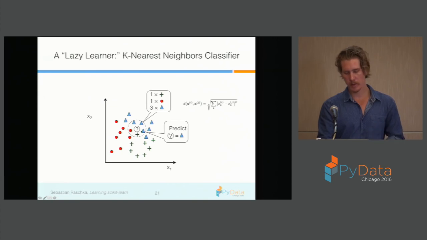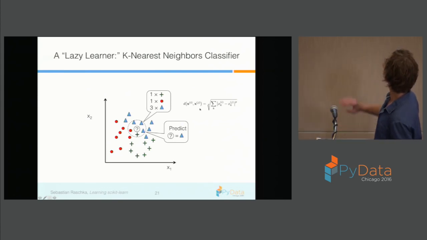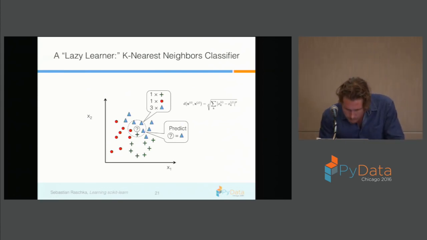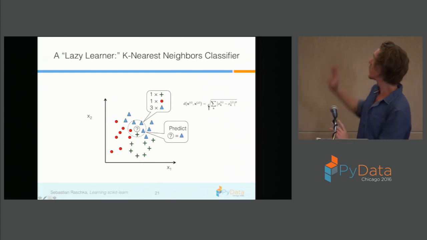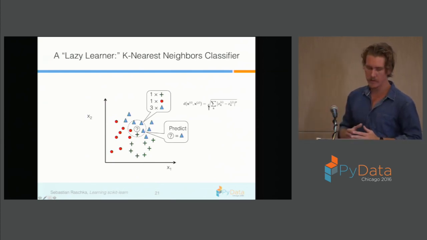For this distance metric, I think the classic one is the Euclidean distance here. I think it's more the generalized form, the Minkowski distance. So if you substitute 2 here instead of the p, you will get the Euclidean distance.